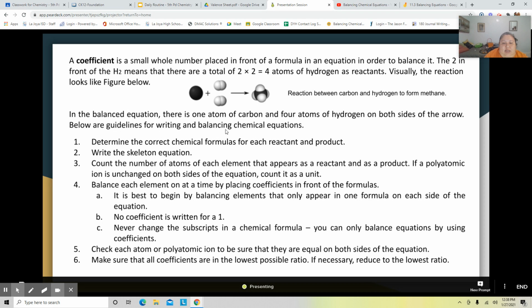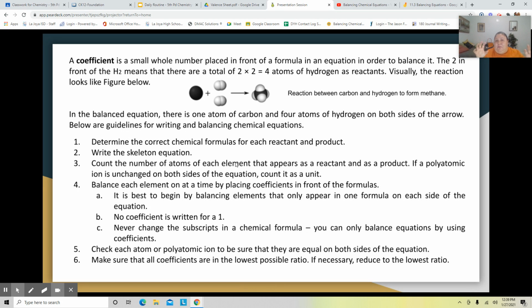Below are guidelines for writing and balancing chemical equations. All right, let's check out these guidelines. Number 1, determine the correct chemical formula for each reactant and product. Number 2, write the skeleton equation. Number 3, count the number of atoms of each element that appears as a reactant and as a product. If a polyatomic ion is unchanged on both sides of the equation, count it as a unit, okay? So if you see NH4 on the reactant side and NH4 on the product side, you're going to keep NH4 together on your list, okay?